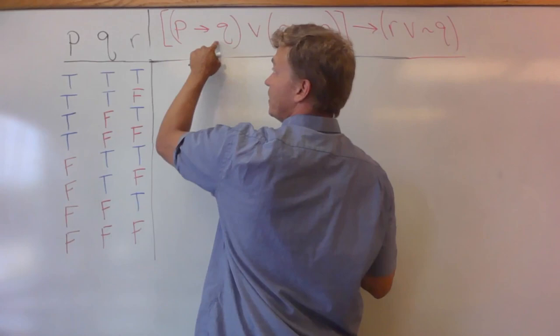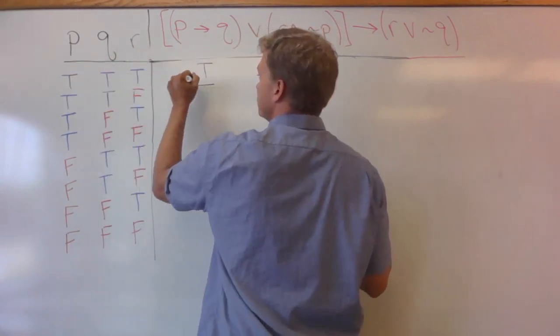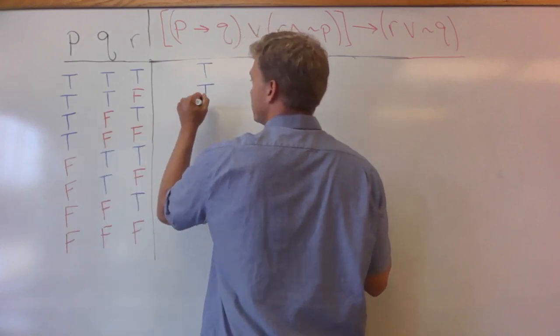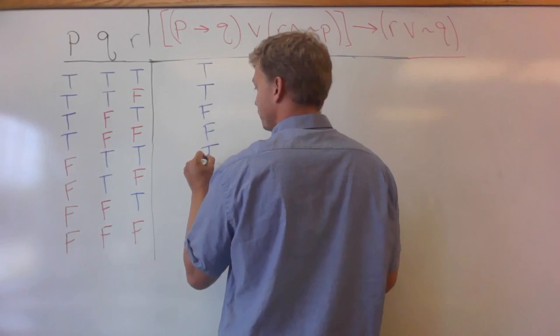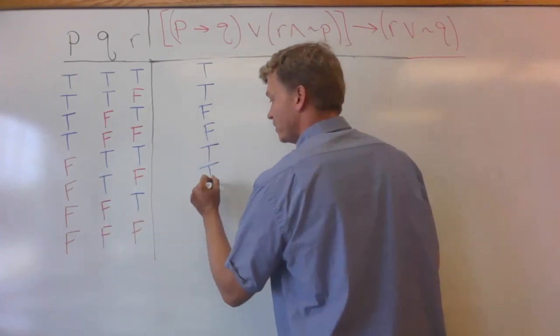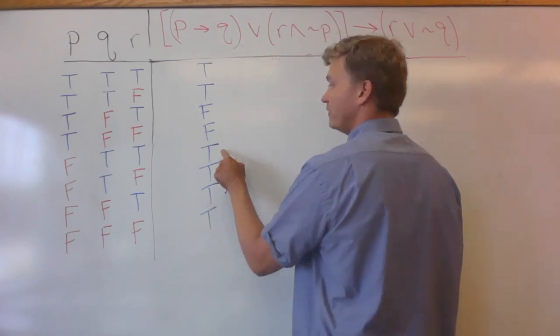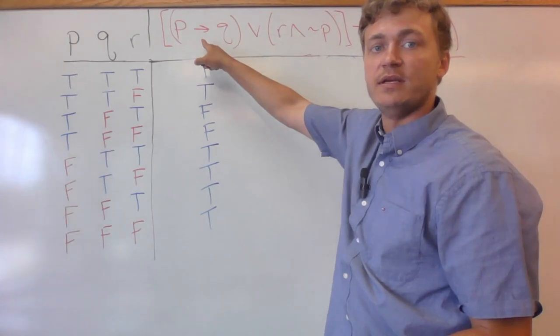True, just looking at P and Q, true implies true is true. True implies true is true. True implies false is false for both of those, rows 3 and 4. False implies true is true. False implies false is going to be true as well. One, two, three, four, five, six, seven, eight. And all of that represents the conditional, the arrow there.